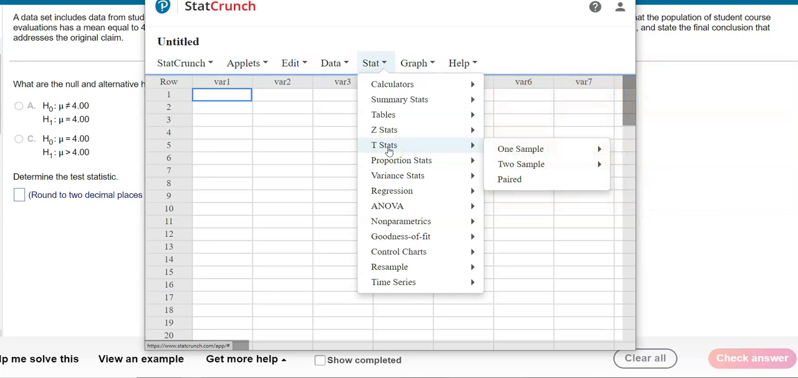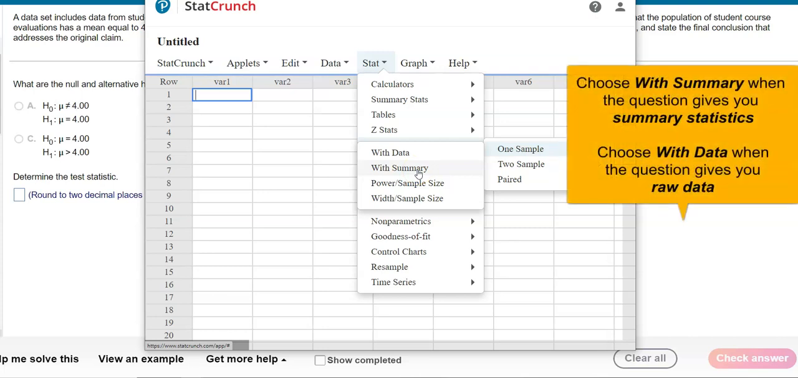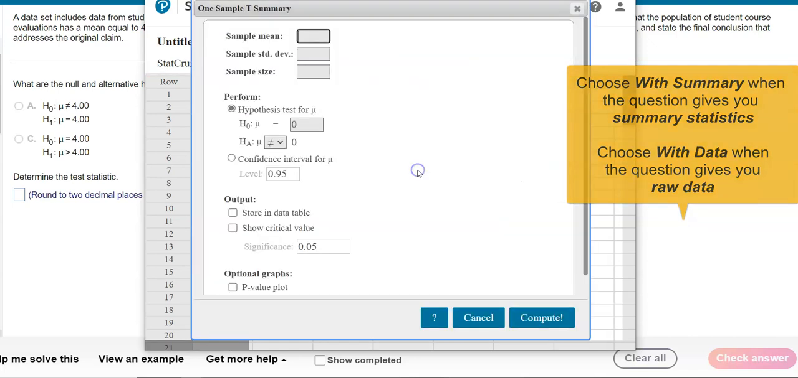We were only given the information from one sample here, so we're going to choose One Sample. And we're going to choose With Summary because recall they gave us the n, the x bar, and the s values here already summarized for us. They did not give us a set of raw data to work with. So we're going to choose With Summary.